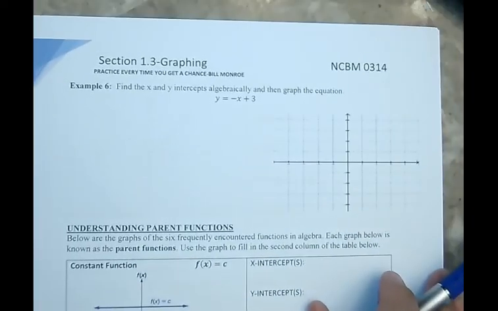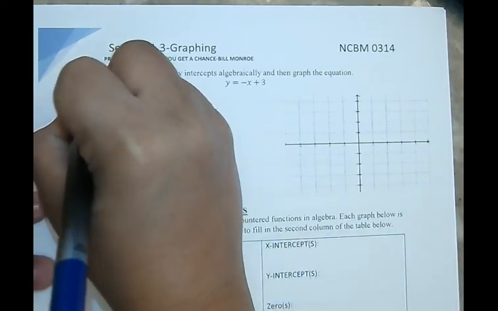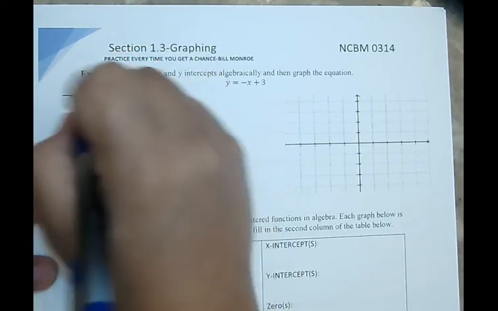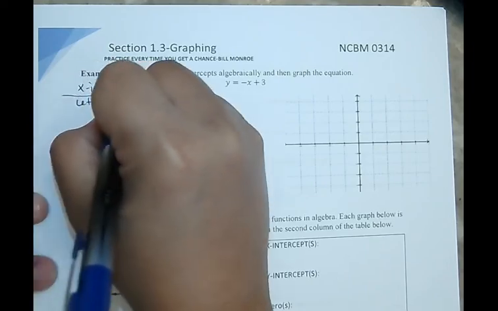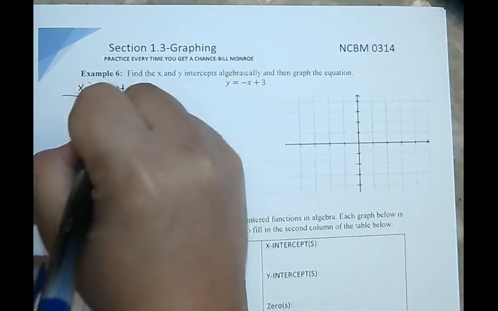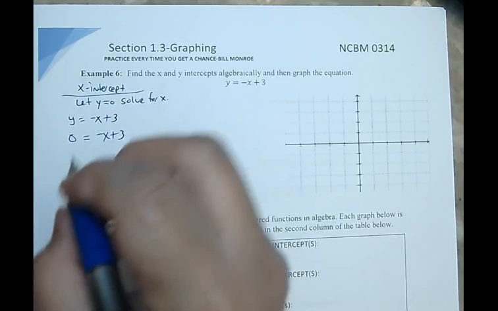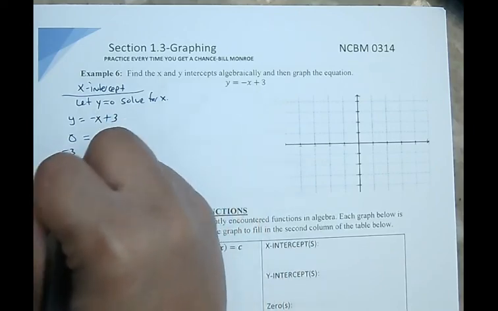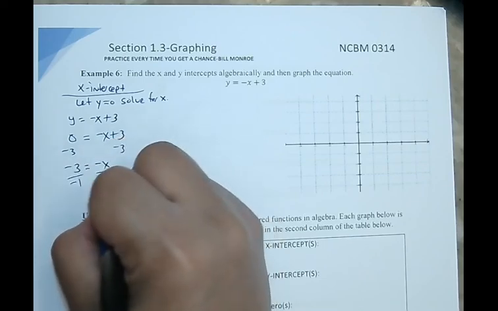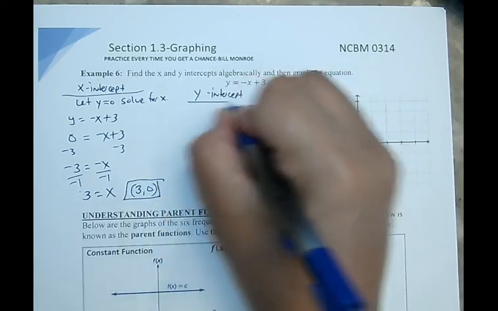Okay, so let's look at this example. y equals negative x plus 3. We're going to find the x-intercept. So we let y equals 0 and solve for x. So 0 for y. So I'm going to subtract 3 and divide by negative 1. So x is equal to 3. So my x-intercept is at (3, 0).